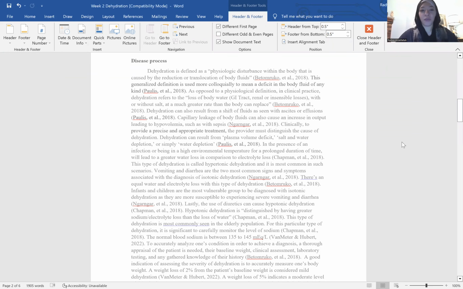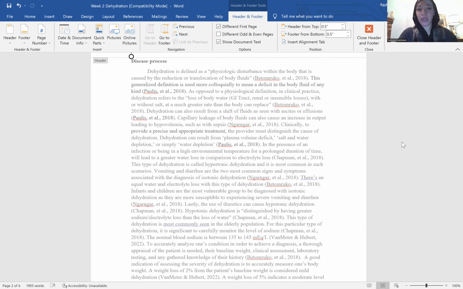So to start off with the disease process, dehydration is defined as a physiological disturbance within the body that is caused by the reduction or translocation of body fluids. This generalized definition is used more colloquially to mean a deficit in the body fluid of any kind, as opposed to a physiological definition.